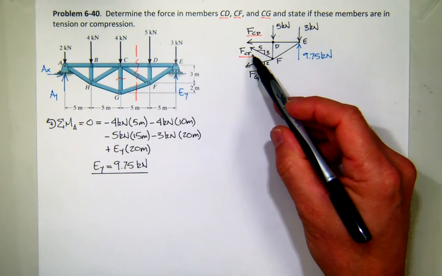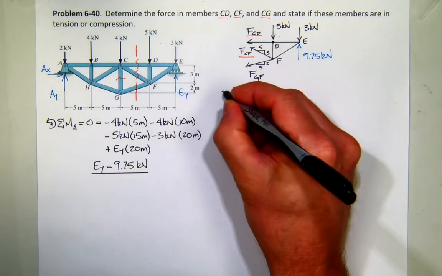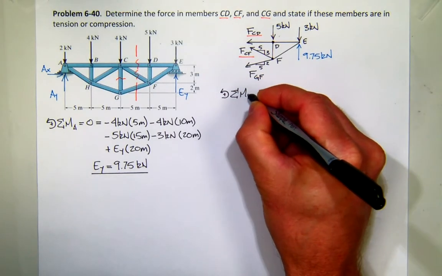Well, look at my other unknowns, CF and GF. Do they have anything in common? F. F. So I think that's a good place to start. So let's sum moments at F.